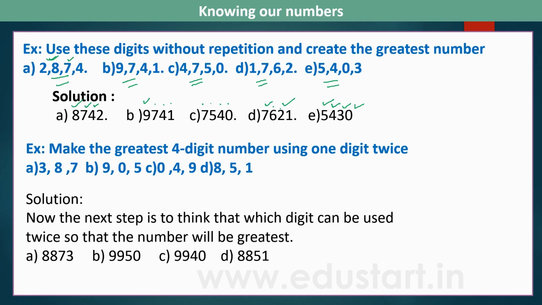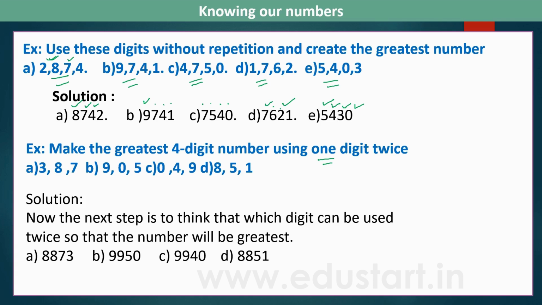Make the biggest number, or the greatest 4-digit number, using one digit twice. Here you see in each of these cases 3 digits are given. In order to make the biggest number, you need to put the biggest digit in 2 places. The next step is to think about which digit can be used twice so that the number will be greatest.